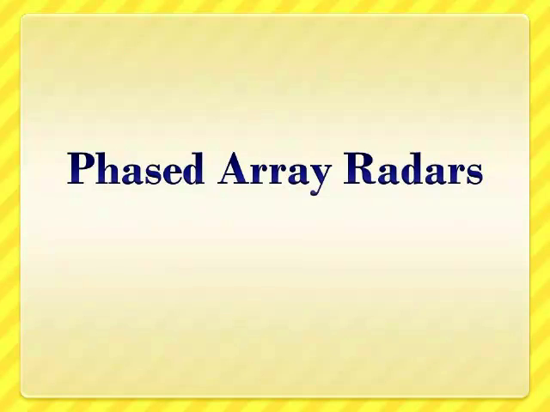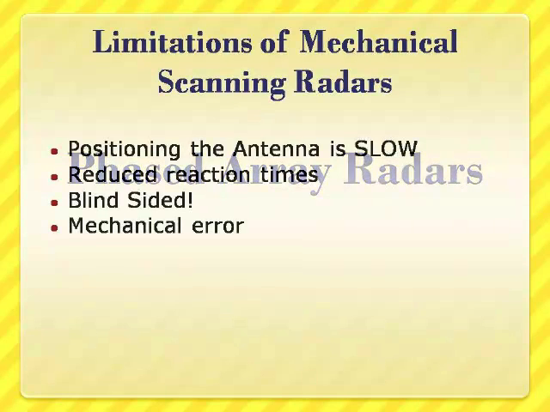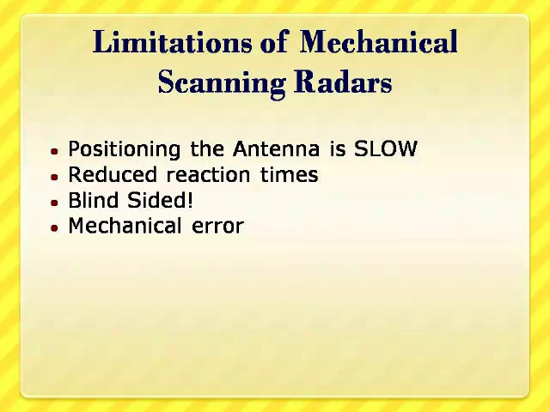Let us see first what are the basic limitations of the conventional radars, particularly in terms of the antennas used by them. Limitations of mechanical scanning radars. The first one is that pointing the antenna is very slow. The reduced reaction times means if you are looking at a particular direction and if you suspect that in another direction there is another target coming up, to move the antenna to that location it takes considerable amount of time compared to the speed at which the targets are moving these days.